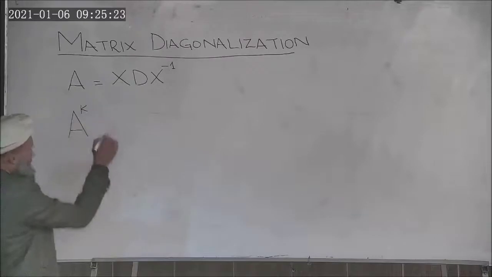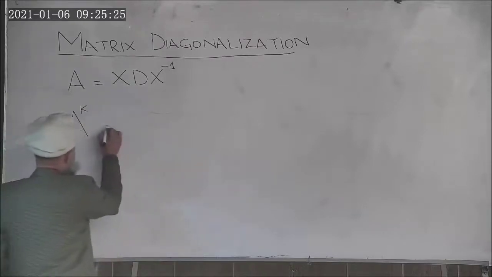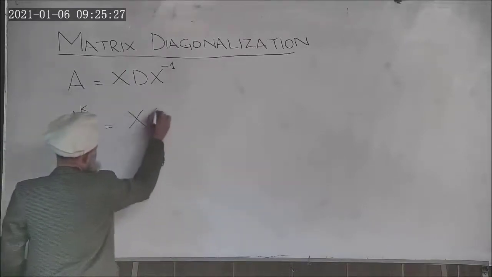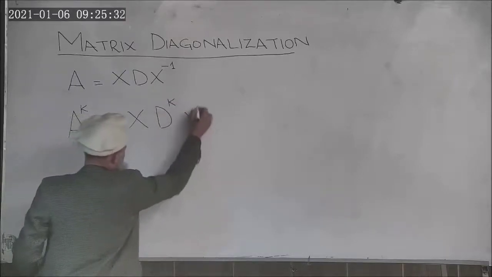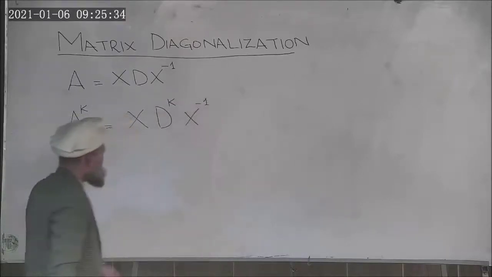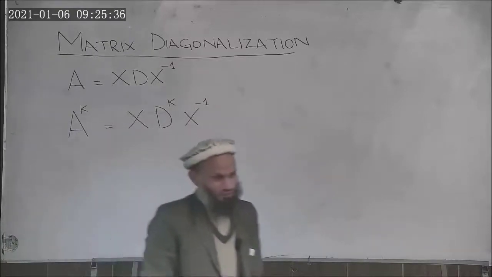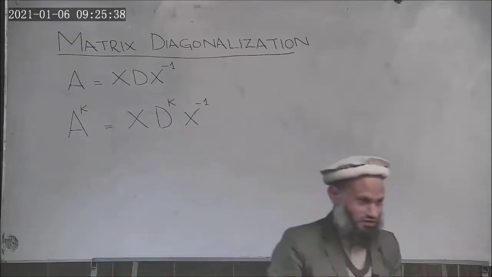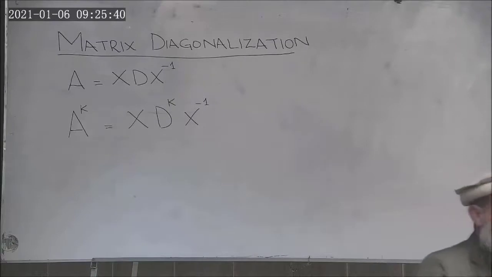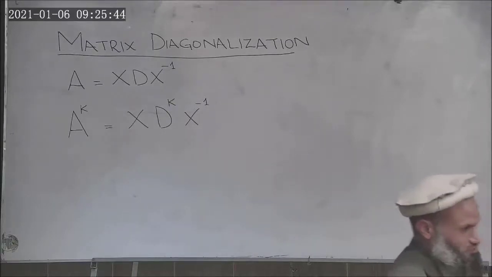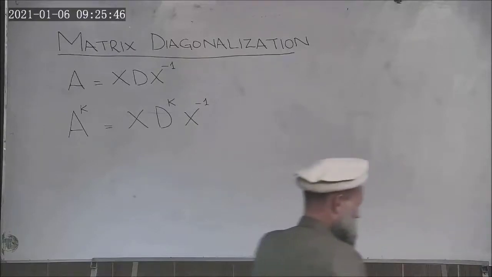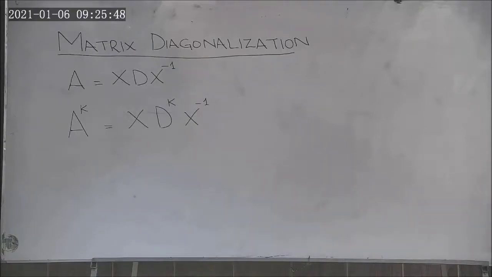For example, the kth power of this matrix is simply equal to X, and the kth power of this diagonal matrix, multiplied by X inverse. And finding the kth power of a diagonal matrix is quite simple. Simply we take the power of entries on the principal diagonal. So please determine the power of this matrix A, power 8.